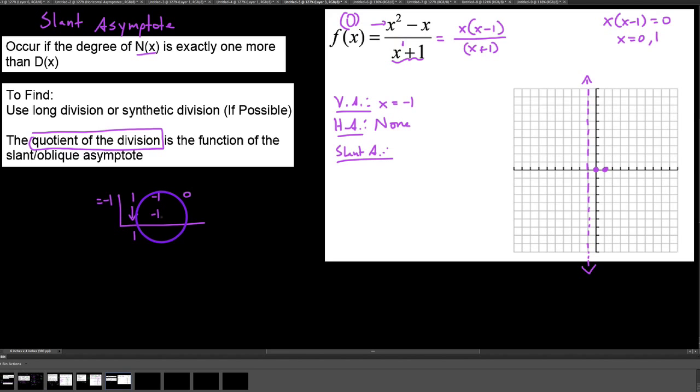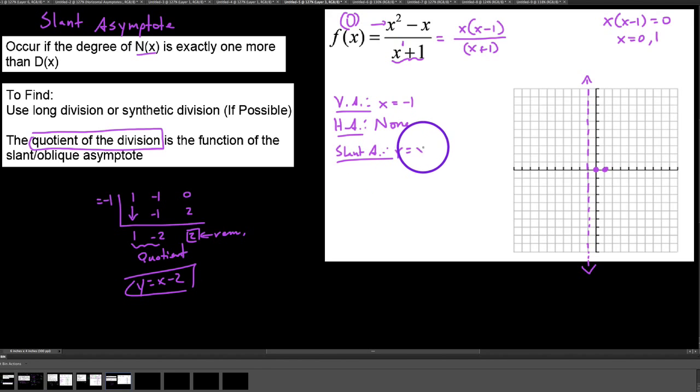That's a negative 1, plus a negative 1 is a negative 2, times a negative 1 is a positive 2, and we get a 2. This is our remainder right here. But what I want to point out is this is our quotient. And that quotient right there is always the equation of the slant asymptote. So I would say y equals 1x minus 2. This right here is what we're going to write over here for our slant asymptote.